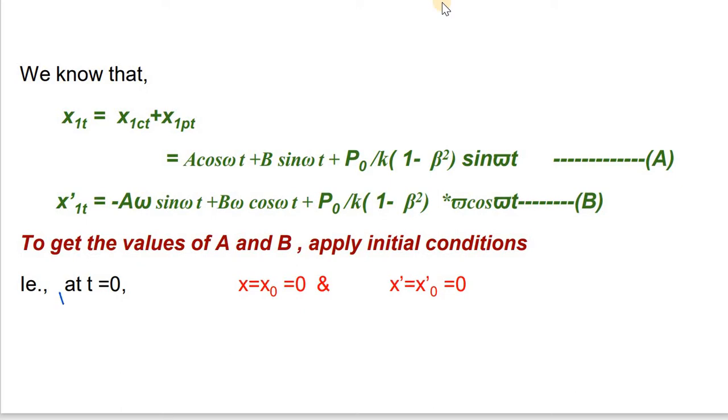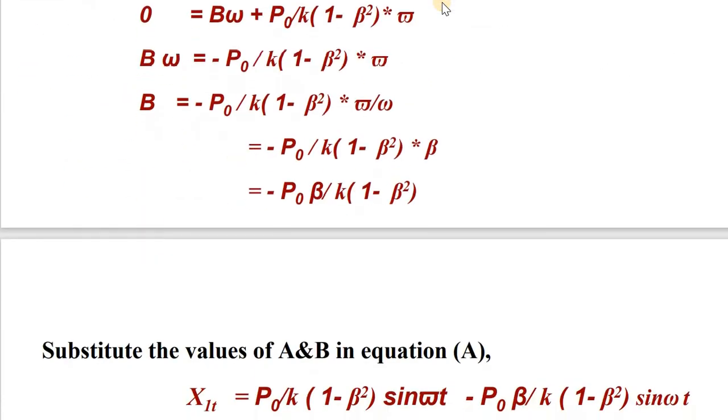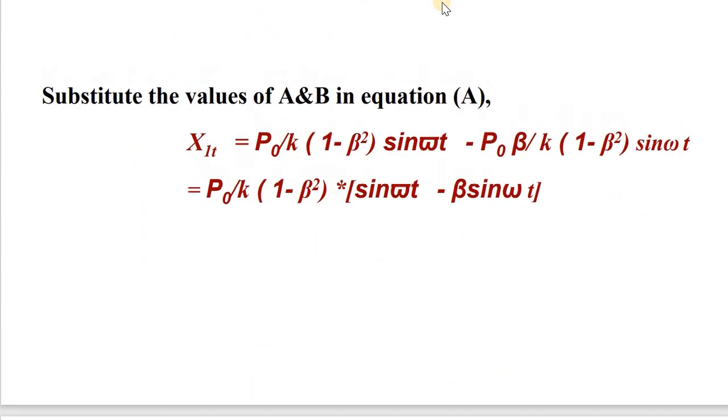For that my boundary condition is this one: at t equal to 0, that is my initial condition. So from both initial conditions I can find out what a and b are. So this will be my first phase solution.